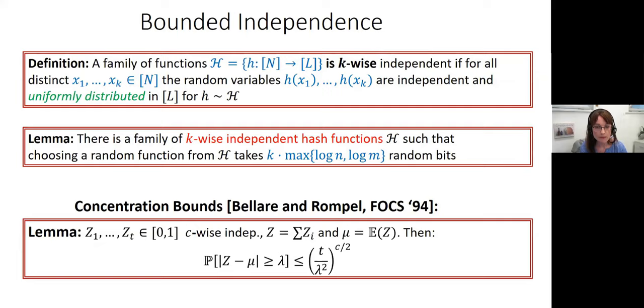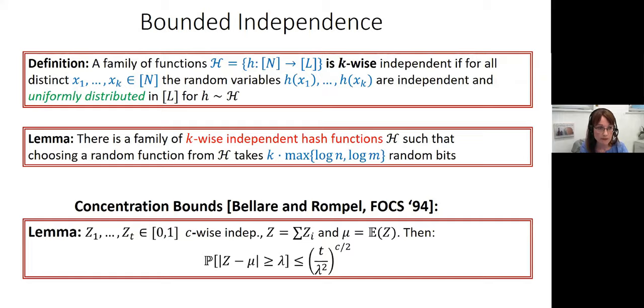In particular, in this talk, we are going to focus on constant-wise independent hash functions. And for that, we also have the Chernoff analog, or things that are sufficiently good for our purposes. I will not go into the detail, just know that for all these hash functions, we always need some analog to obtain concentration bounds.